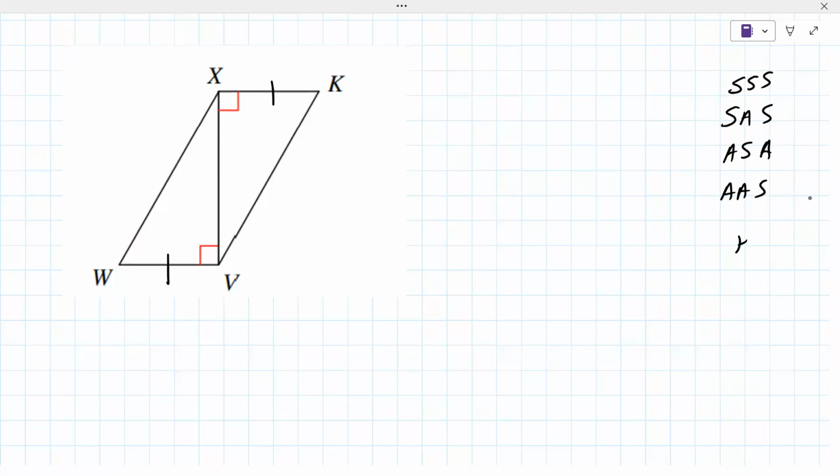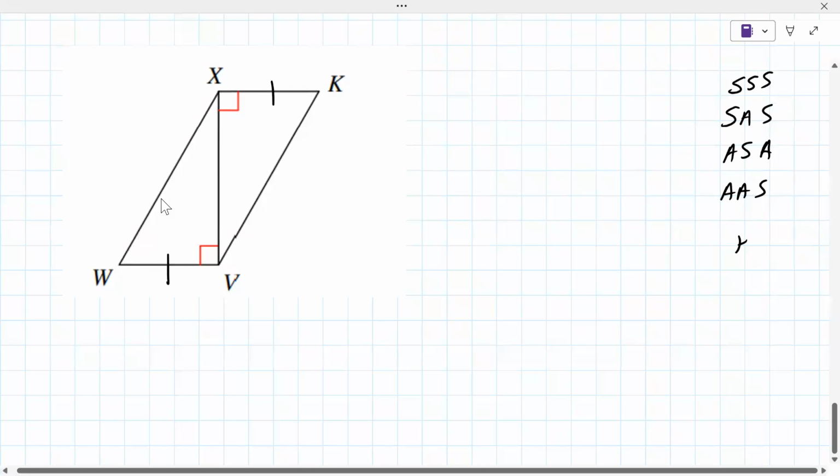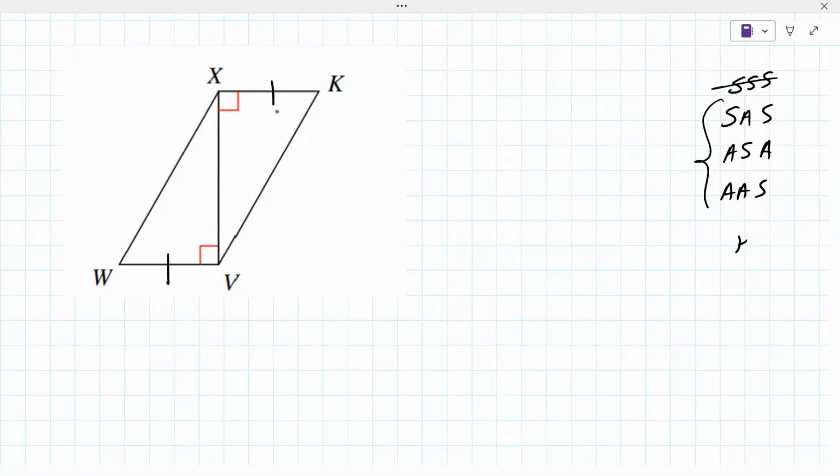So which of these is it? It's based on what you already have. What do you already have that's congruent? You've got the red box, which is an angle, and this other thing, which is a side. Each triangle has one angle congruent to one angle, and one side congruent to one side. So it's probably one of these three.